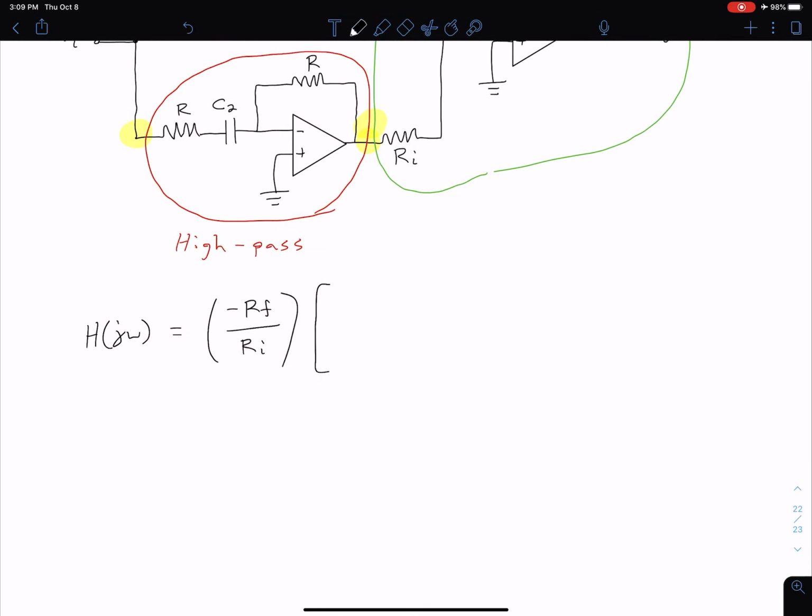For our low pass filter, we have negative 1 over 1 plus j omega C1R. And then for our high pass, we're subtracting j omega C2R divided by 1 plus j omega C2R. So we get this for our transfer function.